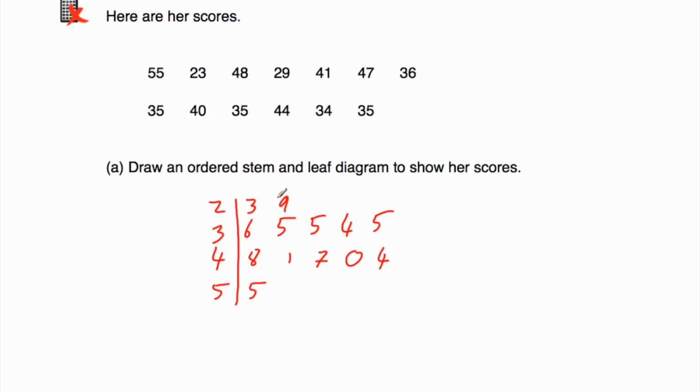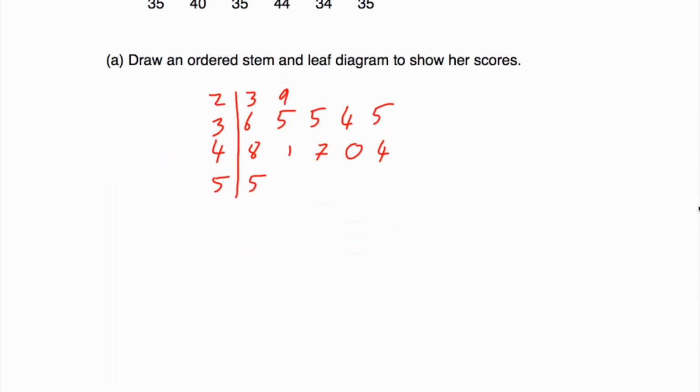So let's just check. We've got 1, 2, 3, 4, 5, 6, 7, 8, 9, 10, 11, 12, 13 scores. So we've got 13 numbers. So that's it. We've got all our values in our unordered stem-leaf diagram. Now we just need to put it in order and give it a key.